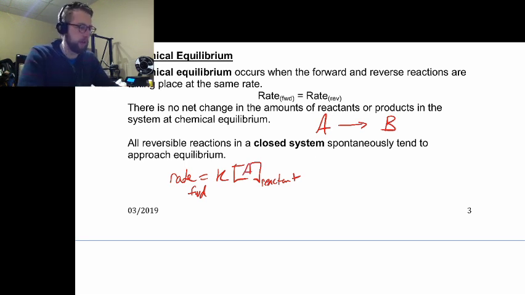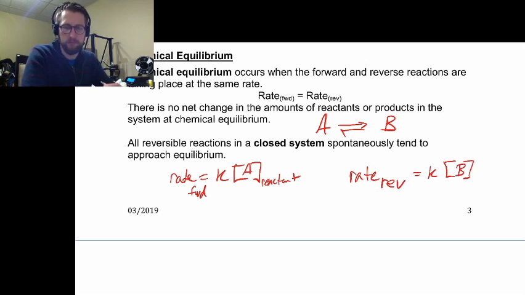Over time, as this chemical reaction happens, you are producing B. So if you had a reverse reaction, if you said the reaction was reversible, then we would say that there is a reaction that goes backwards as well. This is product.